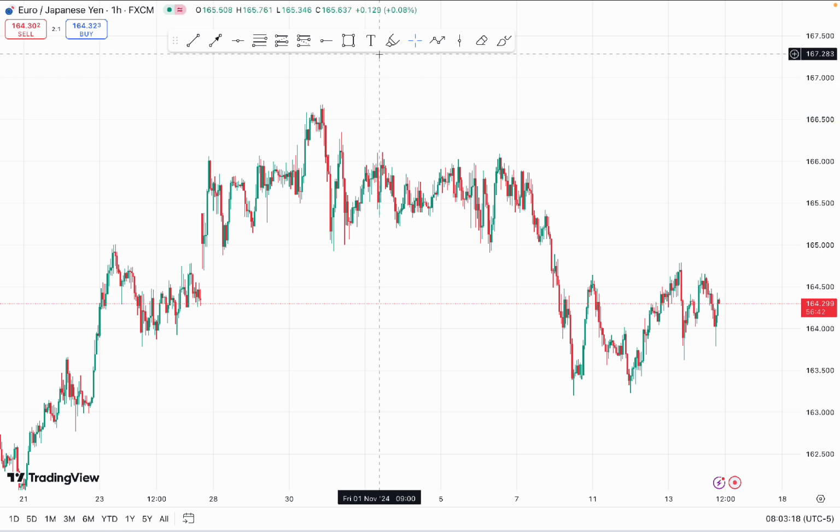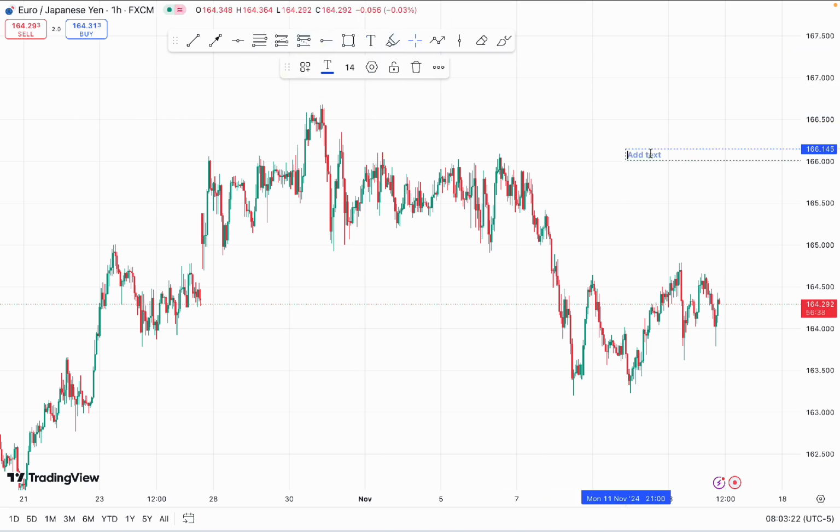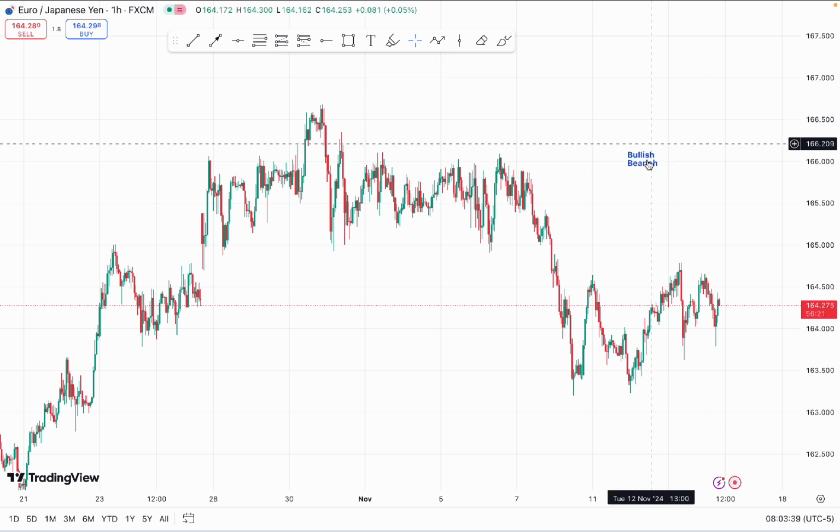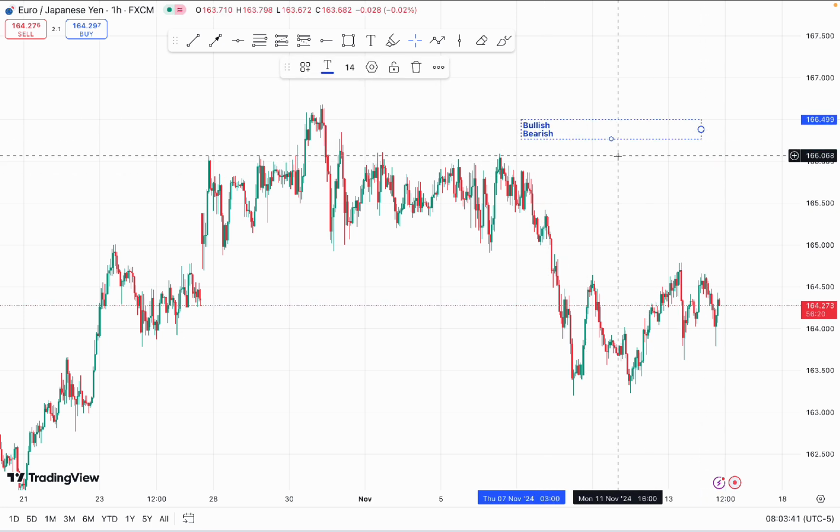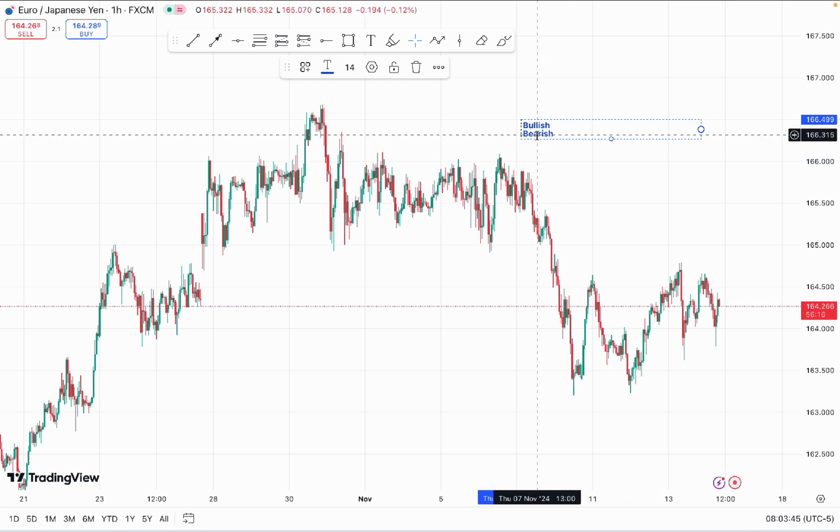So we have two variations. We have the bullish candlesticks, and then we have the bearish candlesticks. For these two, we have different types under each candlestick type.